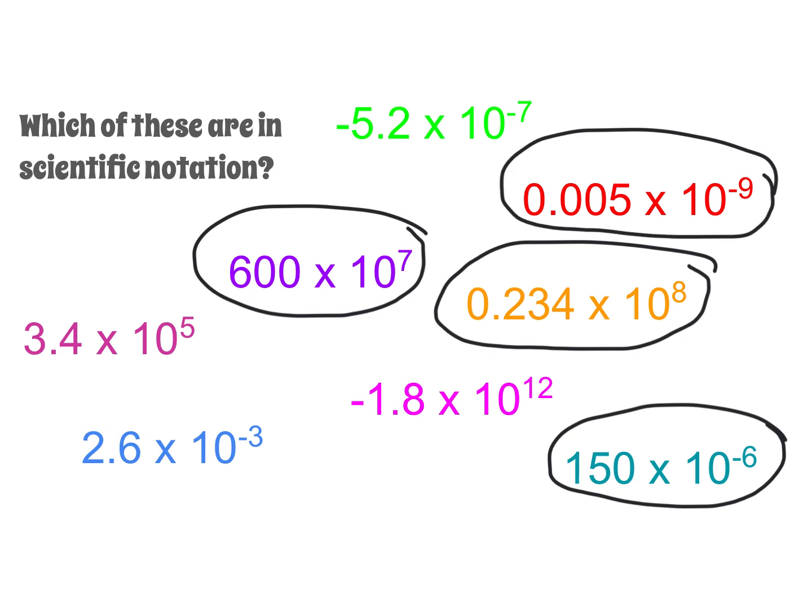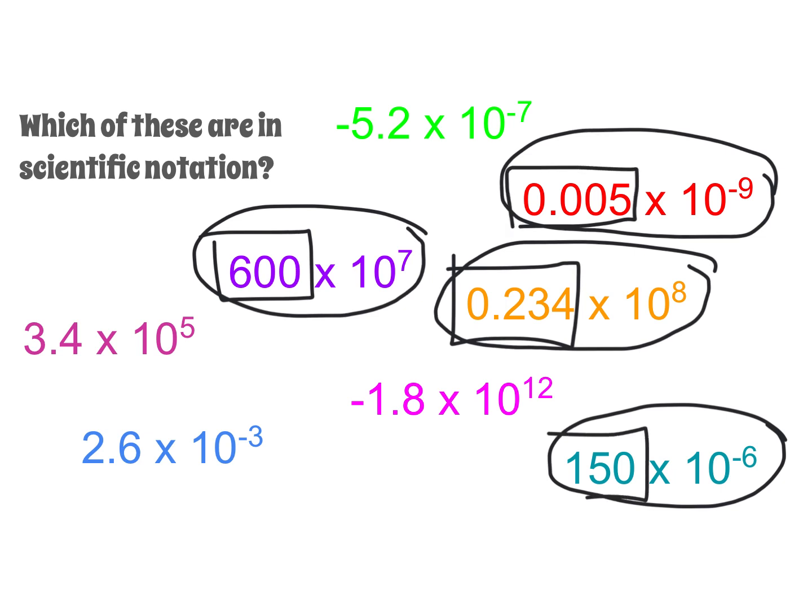And the reason that they're not in scientific notation is because the first number is not a number between 1 and 10. So remember, the number that's before the 10 should be a number like 6.0 or 2.3 or 5.0 or 1.5. So these are not in scientific notation. The other ones are in scientific notation.